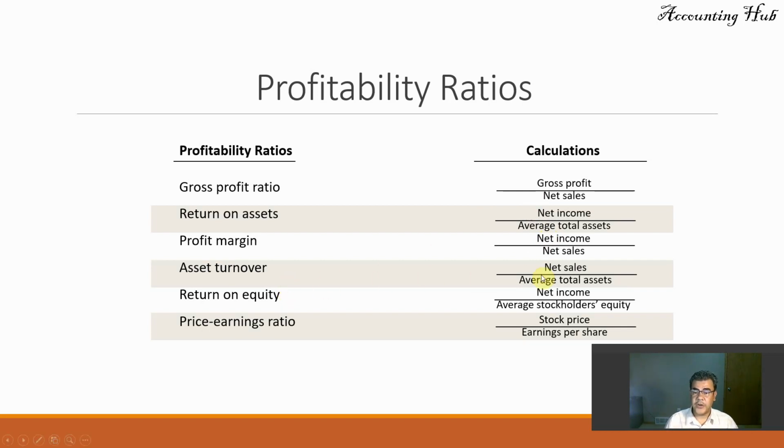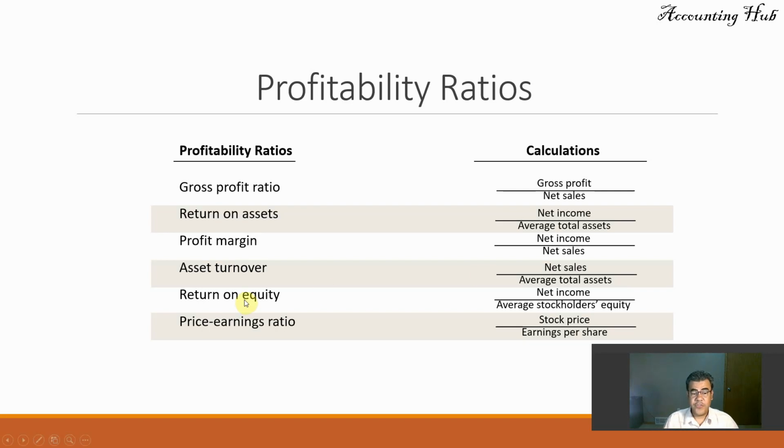Asset turnover, net sales divided by average total assets. If we go back to financial accounting, what is asset? Asset should provide future economic benefits. How do we know the future economic benefits? By net sales. So, how much sales this asset is able to provide?